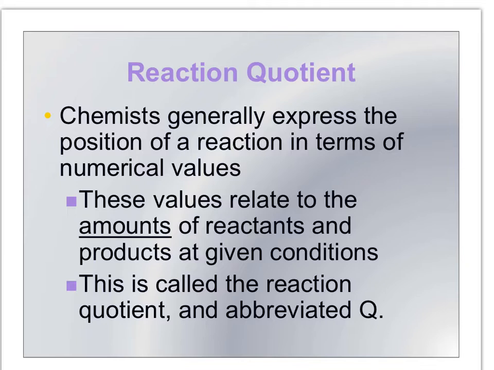Now, chemists like to express things in numbers. They like things to be like black and white, like numbers, quantify things. And so they decided they were going to quantify the position of the reaction, whether it's at equilibrium or if it's still proceeding to the right or to the left to reach equilibrium, using amounts and using quantities. And so the chemists, a long time ago, came up with something called the reaction quotient. And the reaction quotient basically relates the amounts of the reactants and products to each other at a given set of conditions.